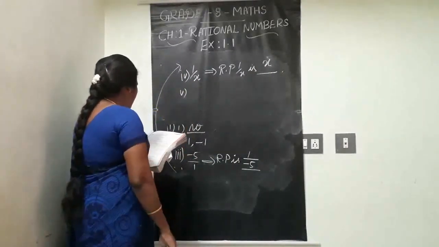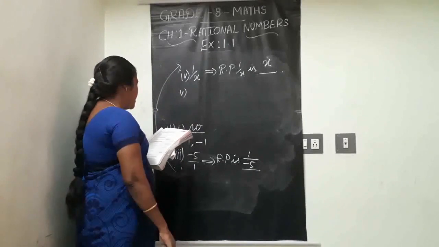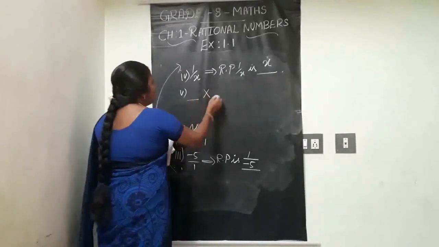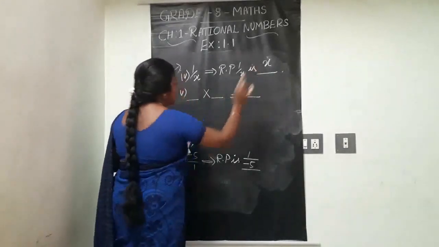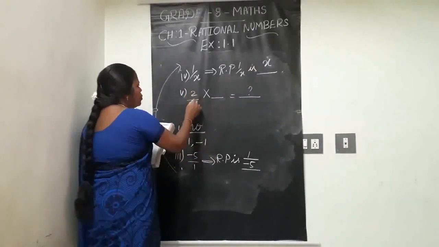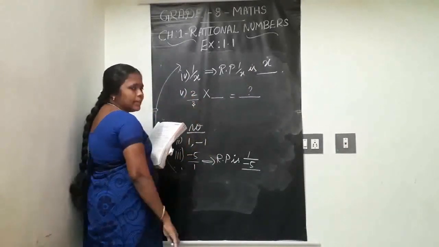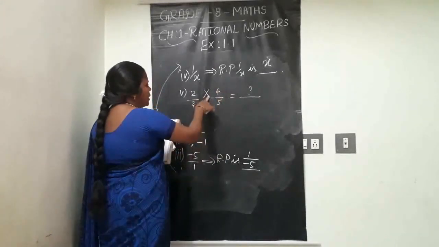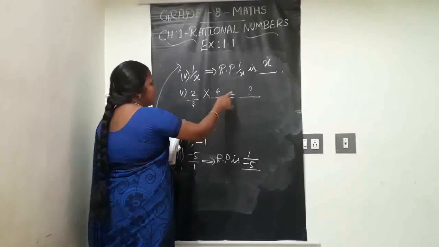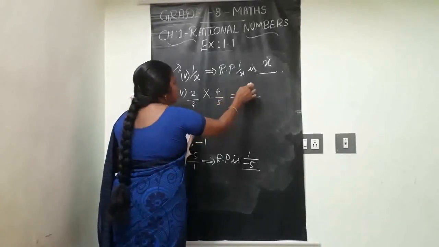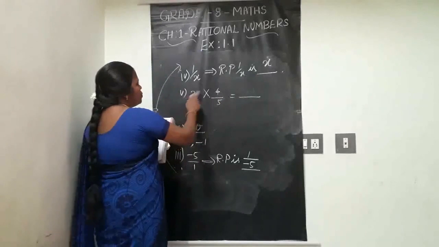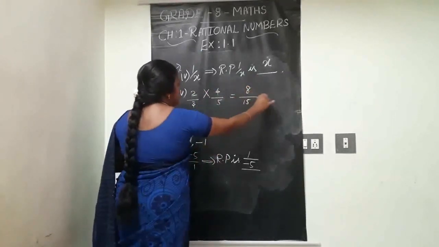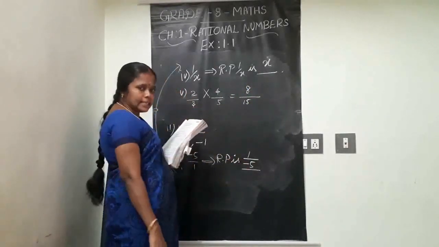Fifth one. The product of two rational numbers is always a dash. Product is nothing but multiplication. This is the question. Take one example, 2 by 3. 2 by 3 is a rational number. Take one more number, 4 by 5. So what to do? Multiply both. 2 fours are 8, 3 fives are 15. Actually 8 by 15 is the answer here. That is also a rational number only.